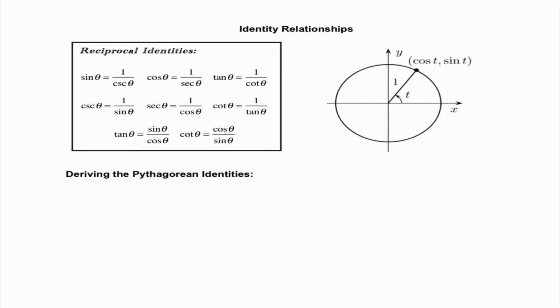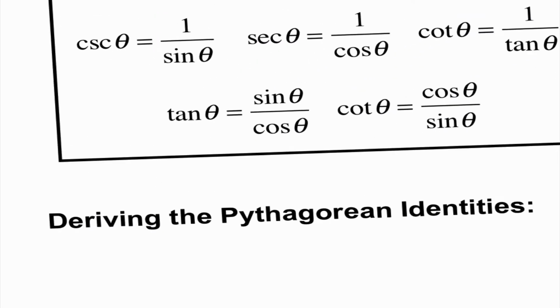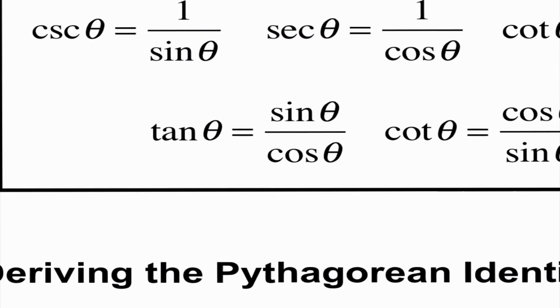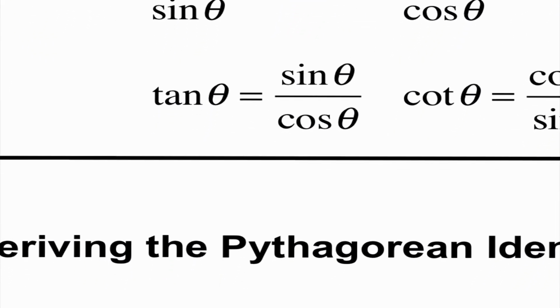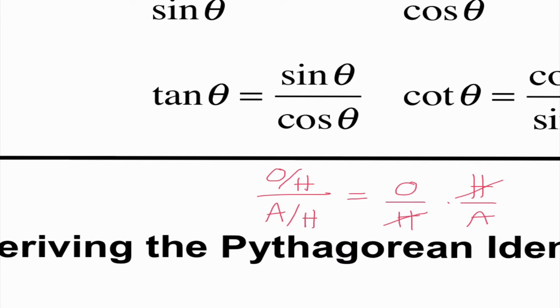The last two that we're going to talk about are sine and cosine, and I'm going to zoom in here. Okay, and if we actually think about it, sine we know is opposite over hypotenuse, and cosine is adjacent over hypotenuse. And if I go ahead and multiply by the reciprocal, notice my hypotenuses cancel out, and I'm left with opposite over adjacent, which is tangent. Okay, so we know that tangent is sine over cosine.